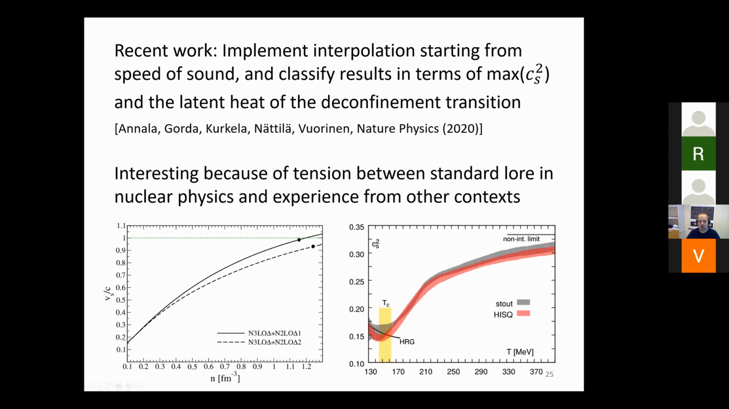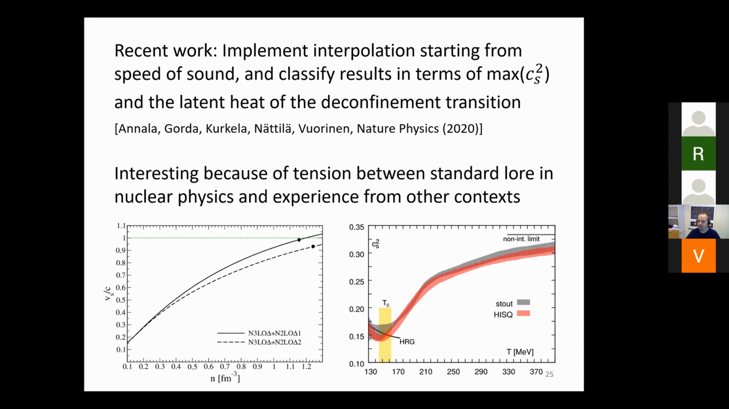In a nutshell, we are interested in it because there's a tension between somehow the standard law in nuclear theory that suggests that the speed of sound very likely obtains very large values, even close to the speed of light, and what we know from different other physical systems, for instance, high temperature quark-gluon plasma, where we know that even the conformal limit of the speed of sound being 1 over square root of 3 is actually never reached.